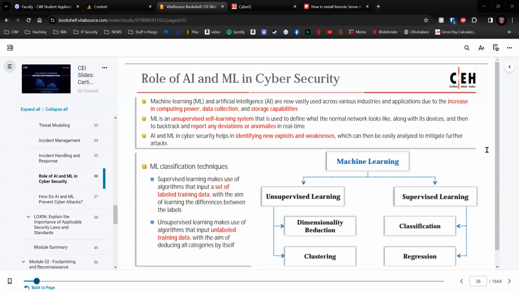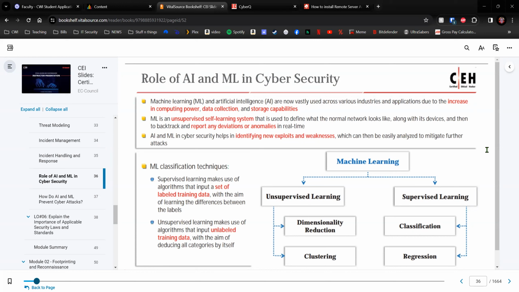Role of AI and ML in cybersecurity. Machine learning and artificial intelligence are now vastly used across various industries and applications due to the increase in computing power, data collection, and storage capabilities. And it's not going away. It's just going to skyrocket.